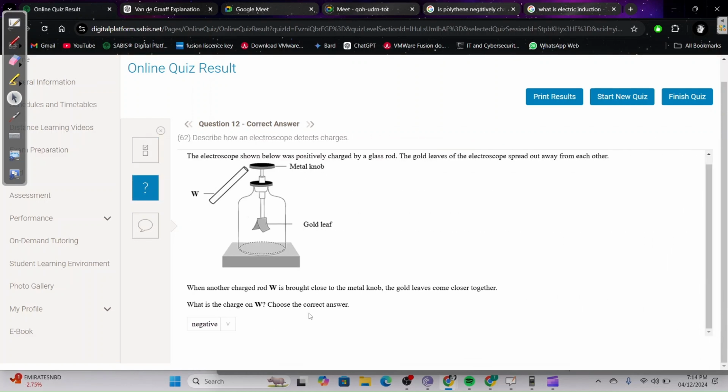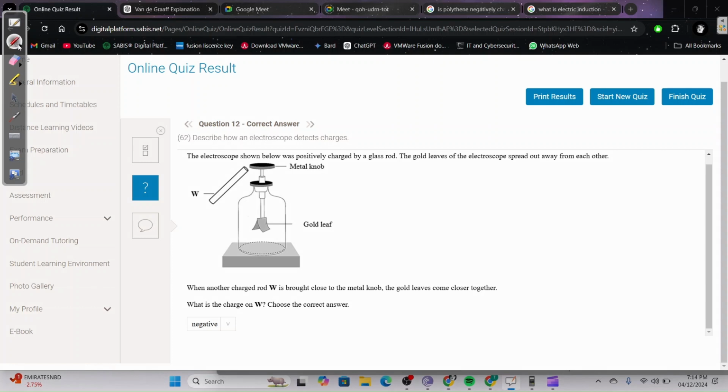Question 12. The electroscope shown below was positively charged by a glass rod. The gold leaves of the electroscope spread out away from each other. When another charged rod W is brought closer to the metal knob, the gold leaves come closer together. Here they said it was initially positively charged by a glass rod. So here you're going to have positive charges on both of them. Then you brought this, which is going to cause something, we don't know yet.